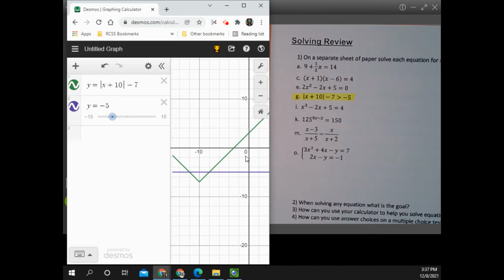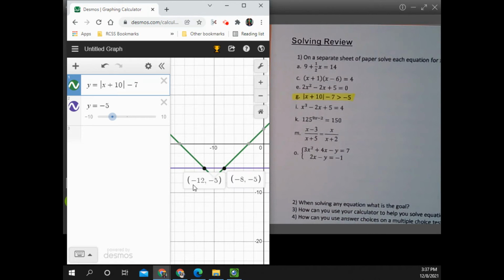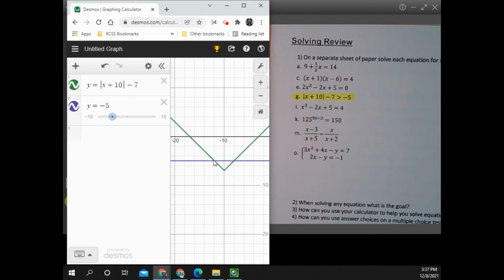Yes, we got to find where they intersect, but my answers are not just negative 12 and negative 8. The answers that work are actually anything over here and over here, okay? Because what this is really saying when it says greater than is: when is the absolute value of x plus 10 minus 7 greater than or above negative 5? Well, negative 5 is this purple line right here. The absolute value one is that green V shape. So really it's asking, when is the green above the purple?